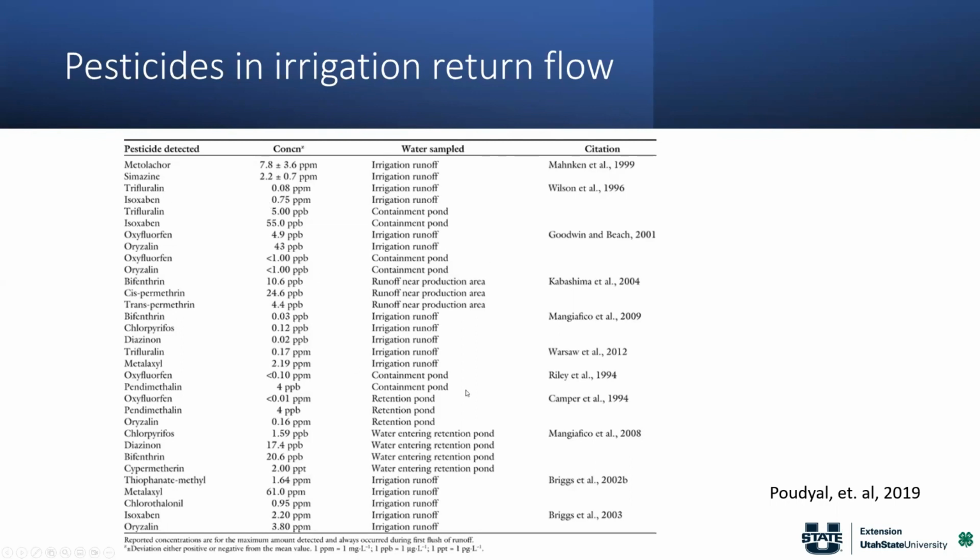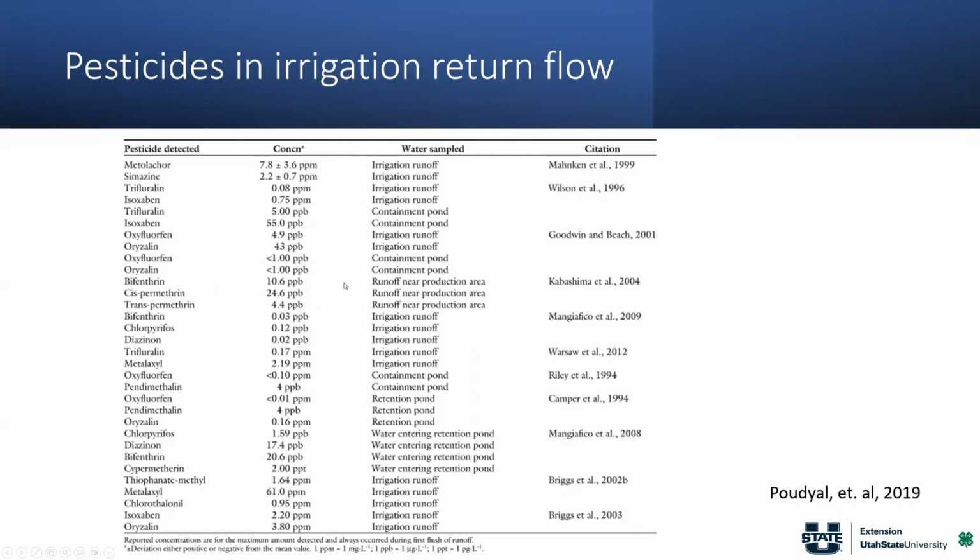I adapted these from various papers, and these are the citations for the papers. But when we look at the containment and retention pond, trifluralin and isoxaben are around 5 parts per billion and 55 parts per billion. We look at oxyfluorfen, it's less than 1 part per billion, and ornamental less than 1 part per billion.